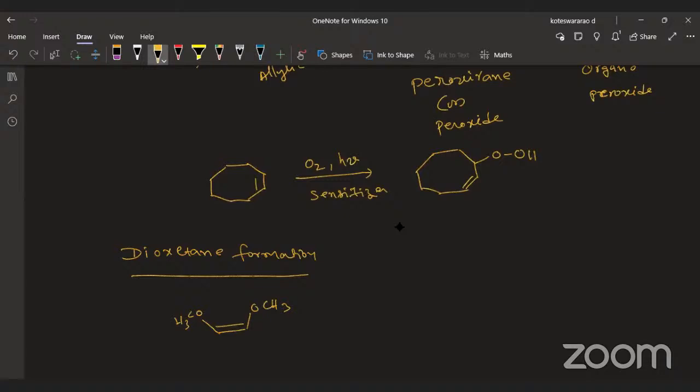Okay, this is the 1,2-dimethoxy ethylene. When it is irradiated with light in the presence of singlet oxygen and sensitizer, that leads to the formation of a dioxetane. There is no change in the positions of the methyl groups.